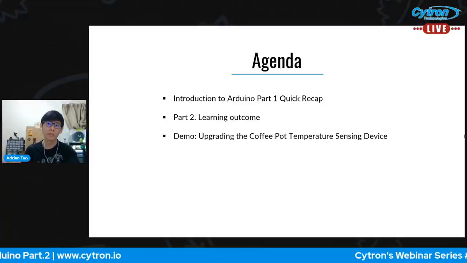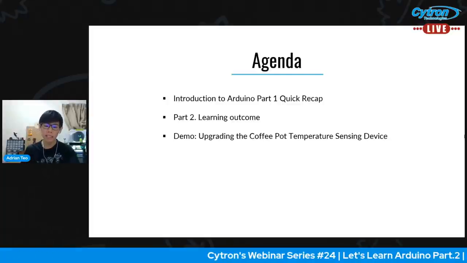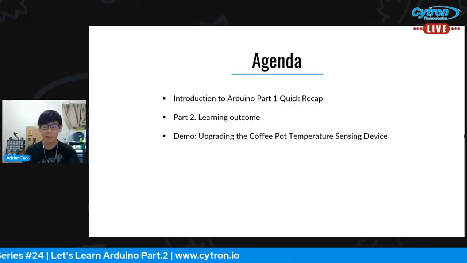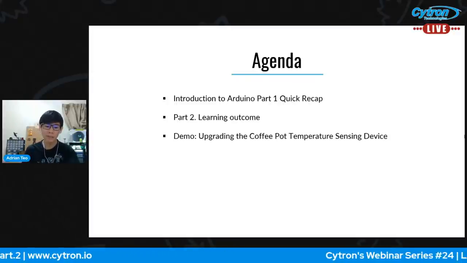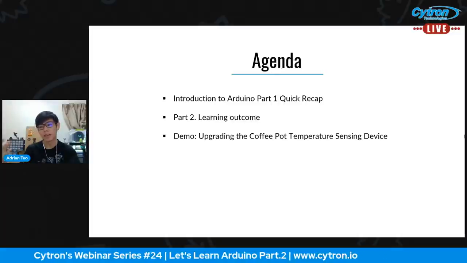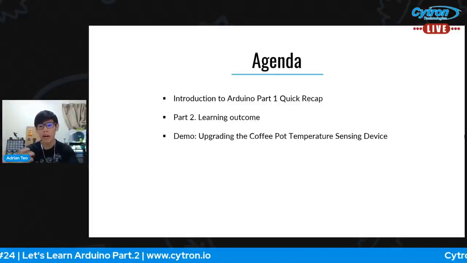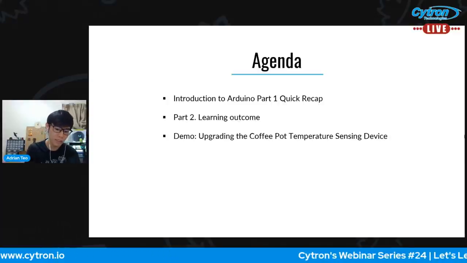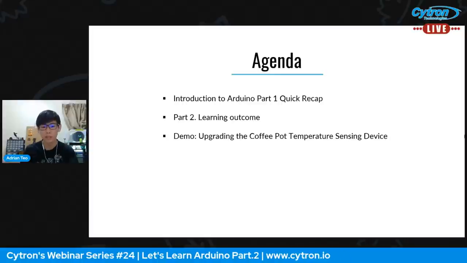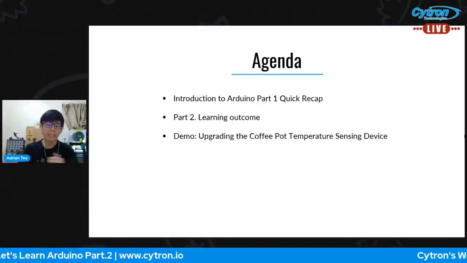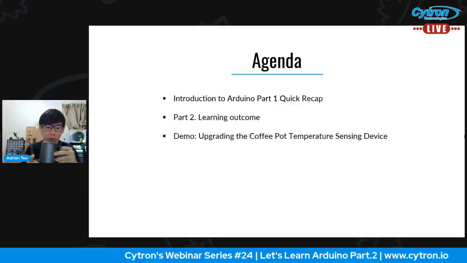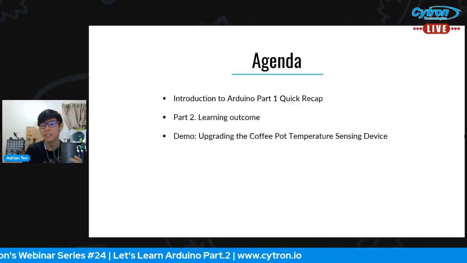But first things first, I'm going to do a quick recap on what happened last month. Last month, in the first week of September, right now it's October already, by the way, we had the introduction to Arduino, Let's Learn Arduino Part 1. Basically, I introduced what Arduino is, where you can download it, how you configure your Arduino, and how you connect your Arduino to your laptop. We did some simple, minor configuration so that they can communicate with each other and run a simple program. The whole idea of the previous session was to build a simple coffee pot temperature sensing device, which we did during that session.